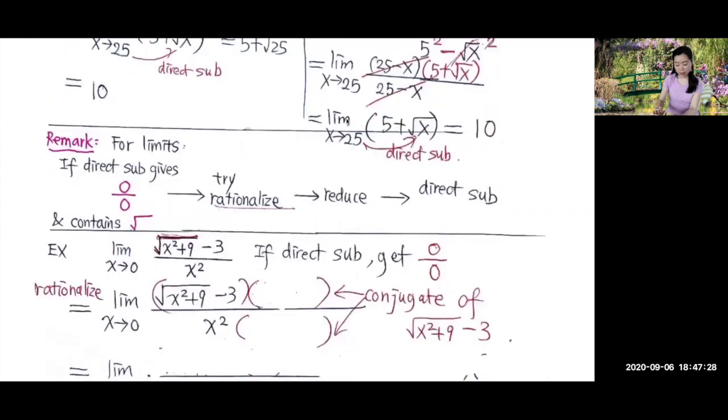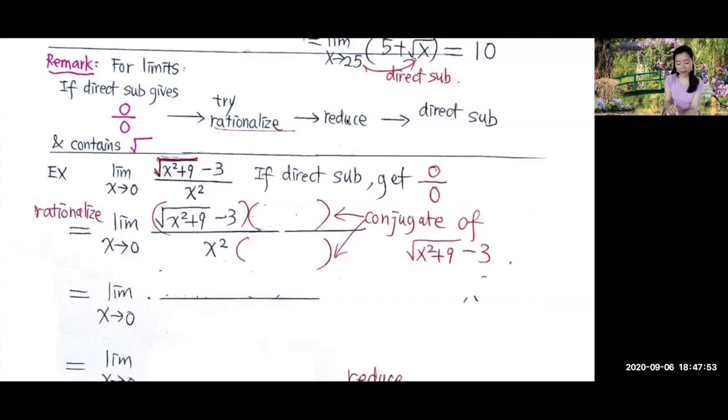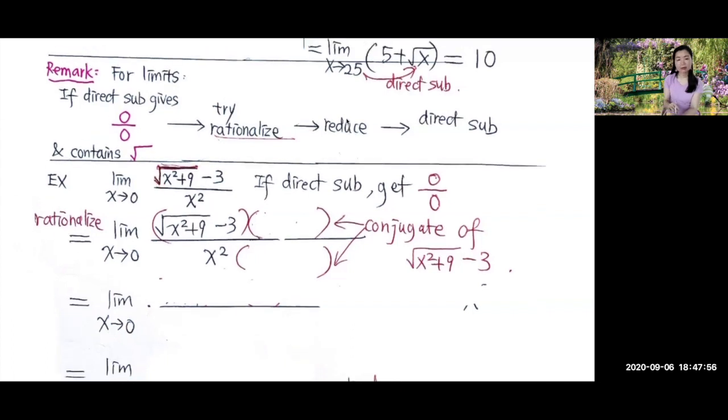Okay, the next example, we find the limit of this quotient. When we do direct substitution here, we got 0 over 0, so indeterminate form. And I notice that this time, the numerator contains this radical, minus 3. So we try to rationalize it.